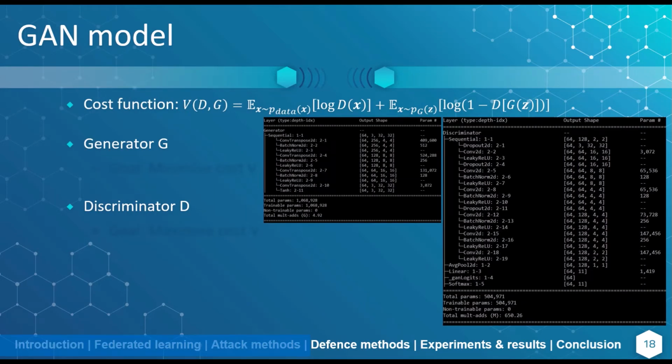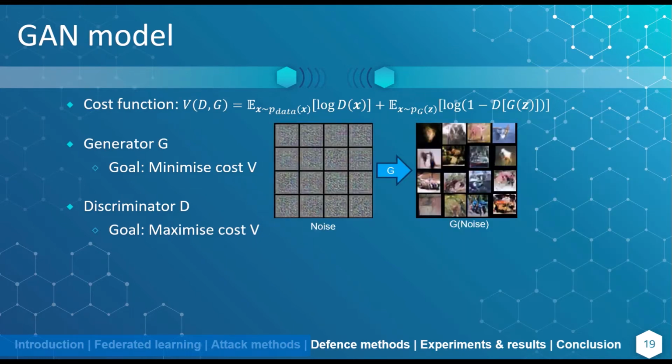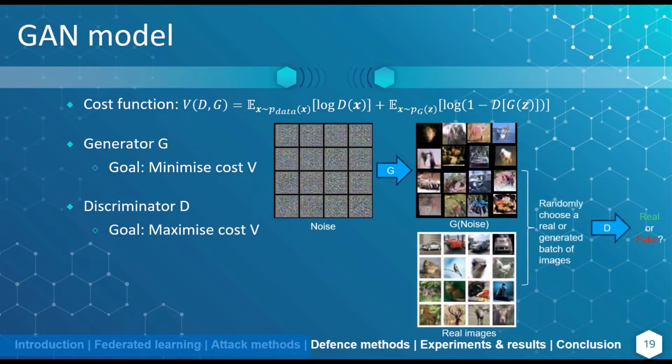A GAN model is made up of a generator G and a discriminator D. Both G and D play an adversarial game where G attempts to minimize while D attempts to maximize the same cost function. The GAN model used is a deep convolutional GAN with both G and D made up of many CNN layers. During training, G will generate a batch of fake images from random noise. Then, D will be randomly given a batch of images either from the generator set or the auxiliary dataset, and D will have to determine if they are real or fake.